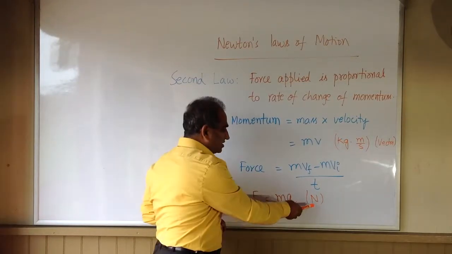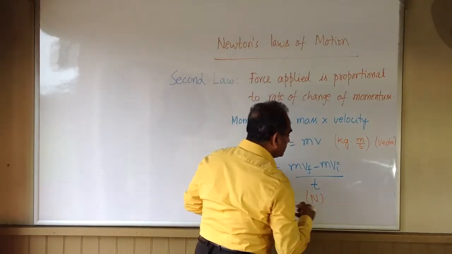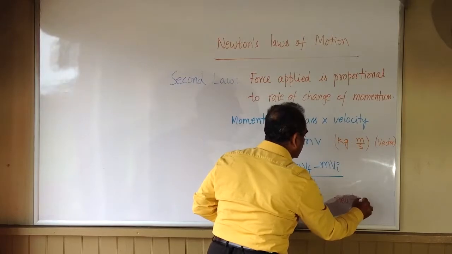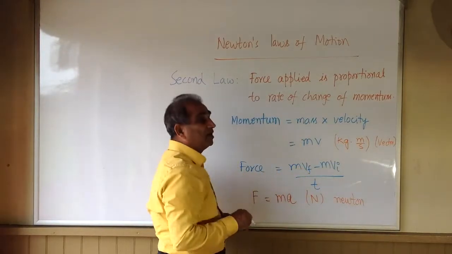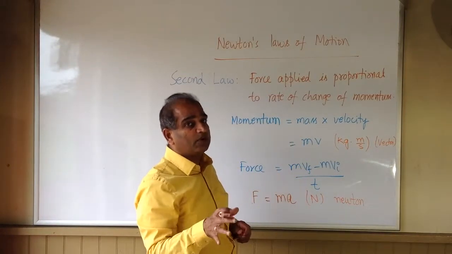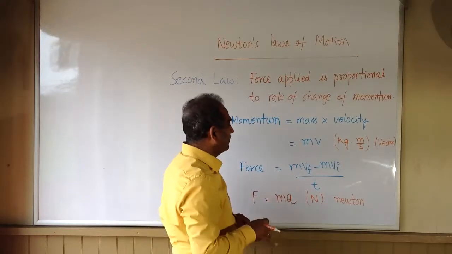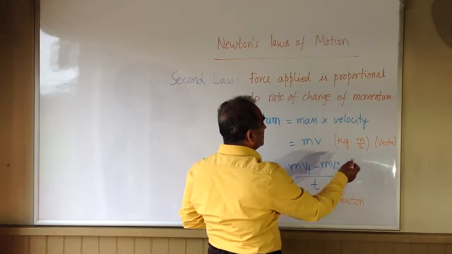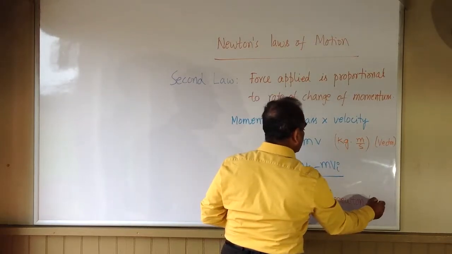Force is measured in newtons. When you write newton, you will not write a capital letter. You'll write a small letter, newton. And there is no newtons, no plural. Newton itself is singular and plural. And the momentum like this you'll write. And it's a vector quantity. This is also a vector quantity.